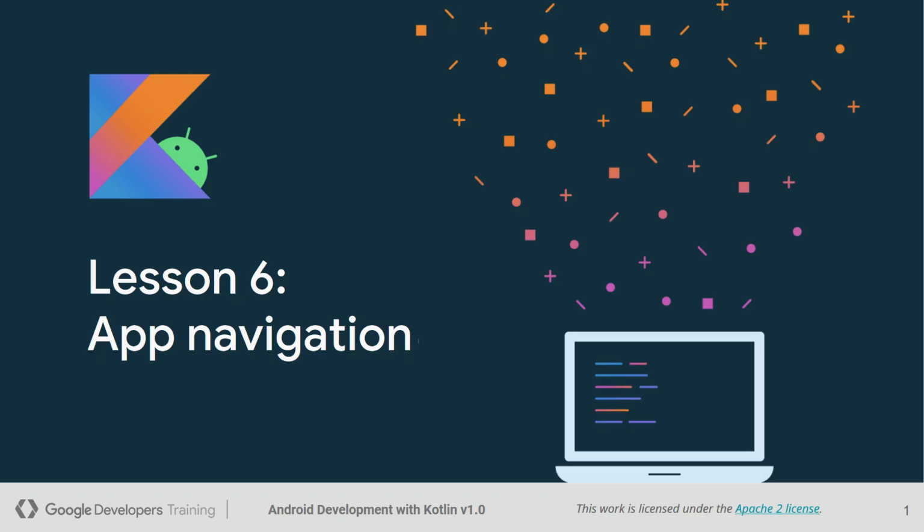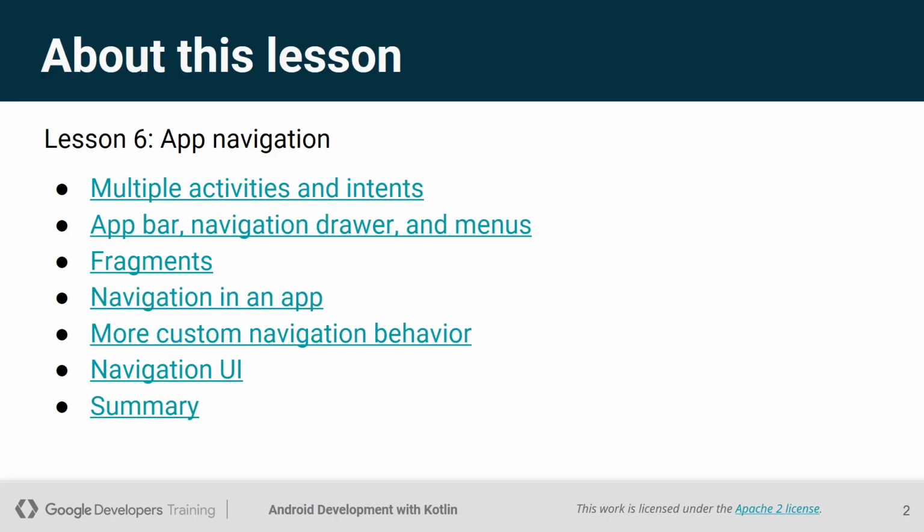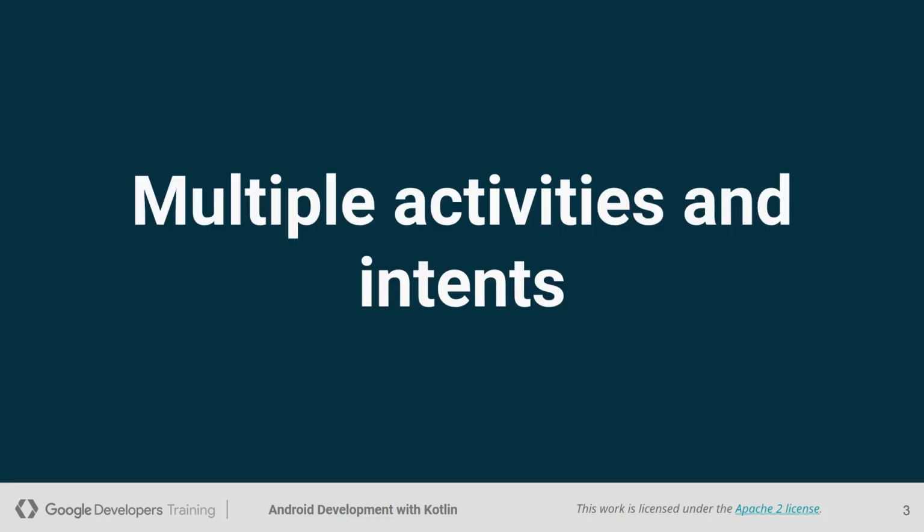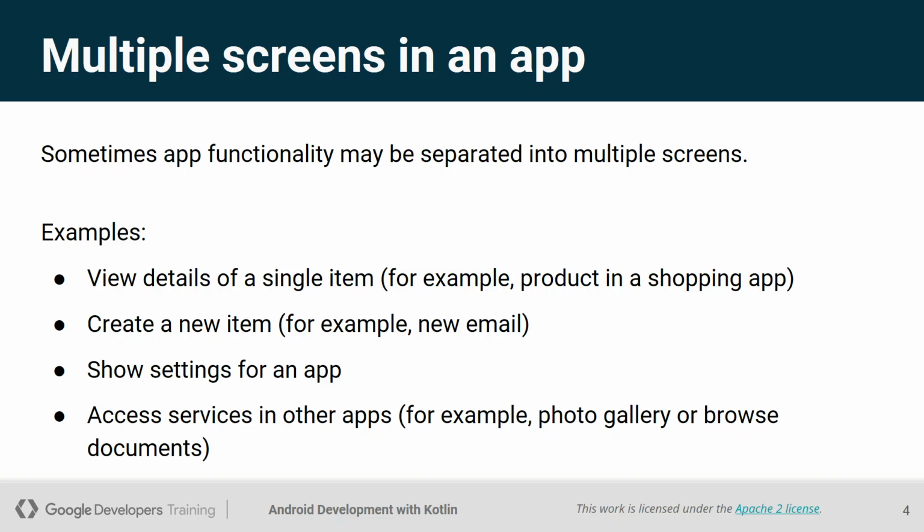Then number two is, how do you shift from login to register? How do you shift from register to login? From login to main page? From main page to other activities that are within the app? So we are talking about multiple activities and intents, the app bar, navigation drawers, and menus. You remember I told you about the navigation drawers. The fragments, the navigation in an app, and more. So that's what we are going to look at. Multiple activities and intents are the ones that we need to look at first.